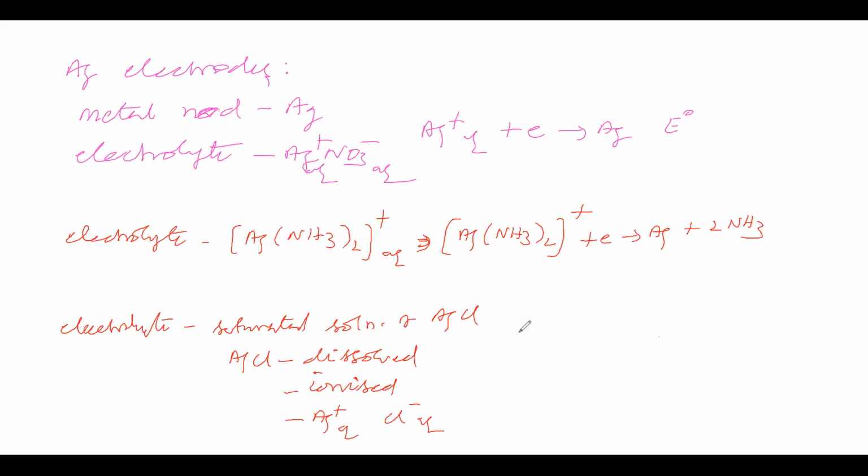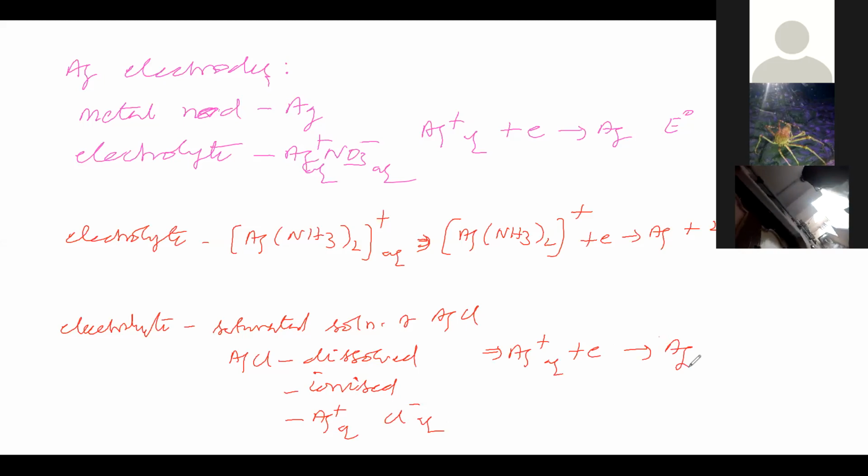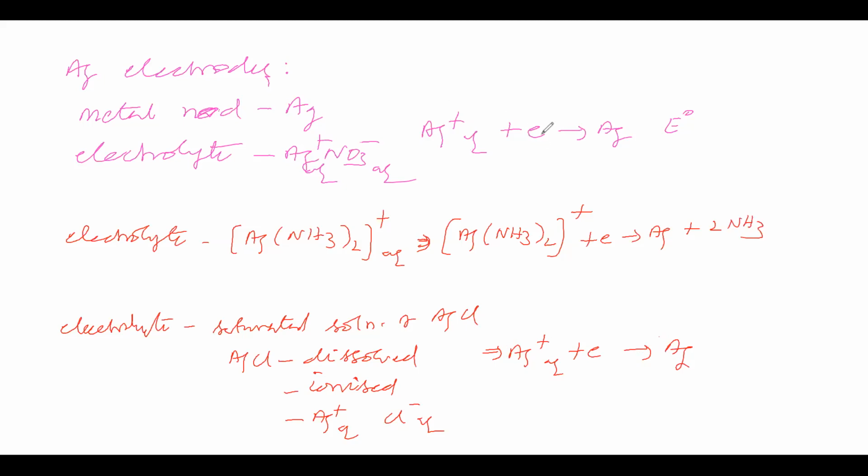This Ag plus takes an electron and becomes Ag. Now the cathodic reaction we have given. Here Ag plus is taking an electron to give Ag. Here also Ag plus takes an electron to give Ag.